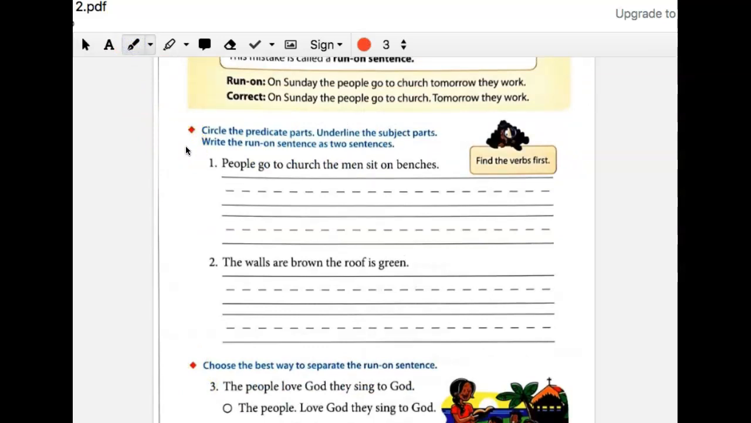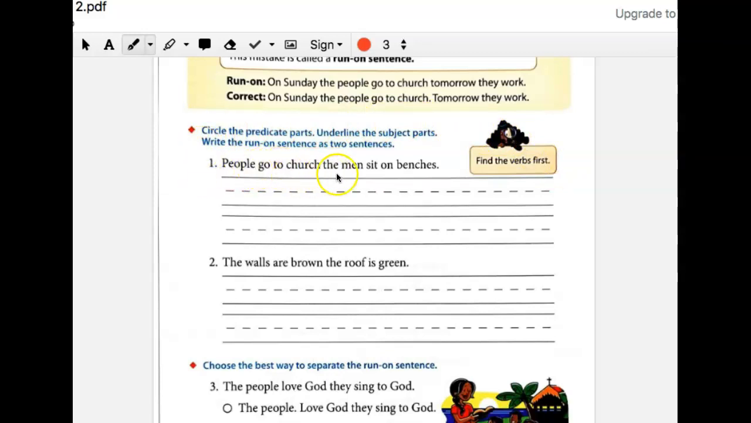Circle the predicate parts. Underline the subject parts. Write the run-on sentence as two sentences. And here, the book is giving us a little trick. Find the verbs first. And this is going to be a very helpful trick because we know that subject parts come before the verbs. So let's find the verbs.